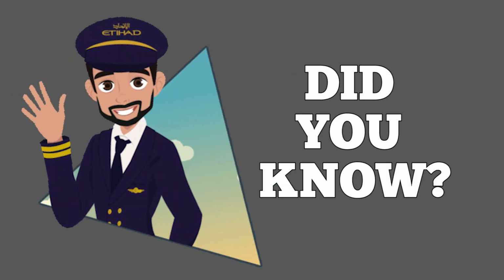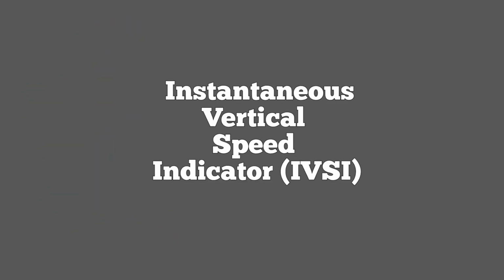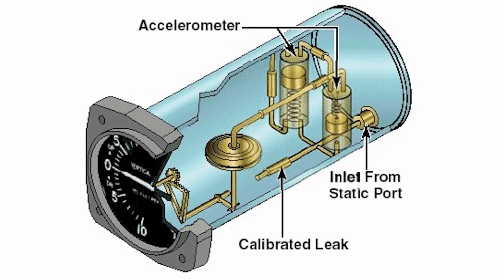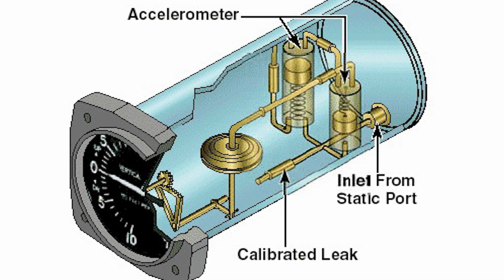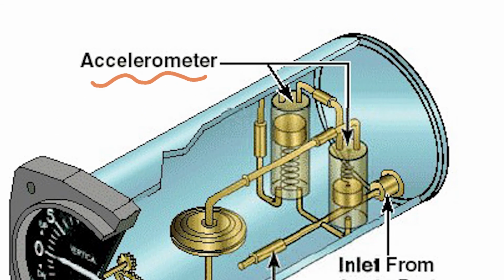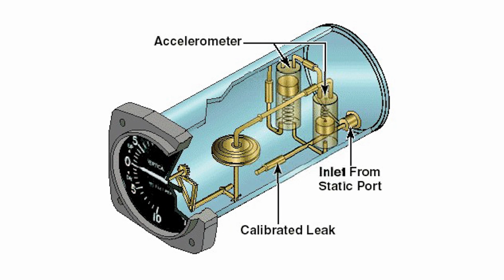Did you know that there's a new VSI called Instantaneous Vertical Speed Indicator, or IVSI? It is a new instrument that removes the lag error associated with the vertical speed indicator. It uses two accelerometer actuated pumps to give you a lag-free indication, with a special feature of an accelerometer also known as a dashpot.